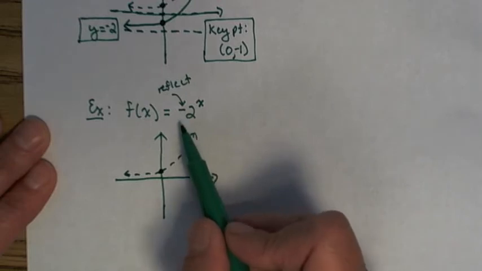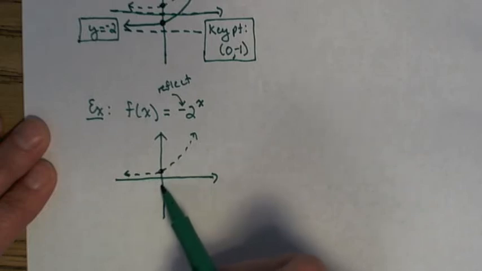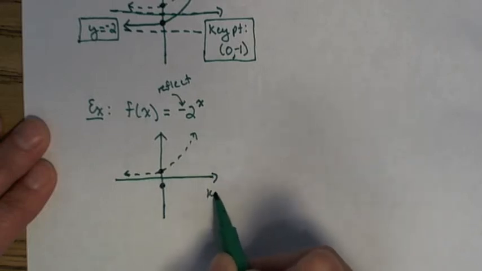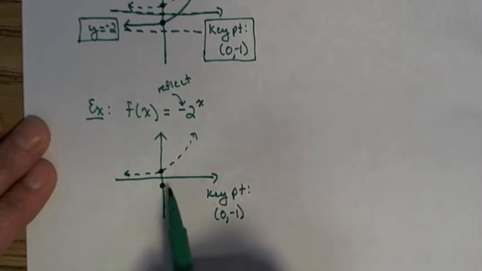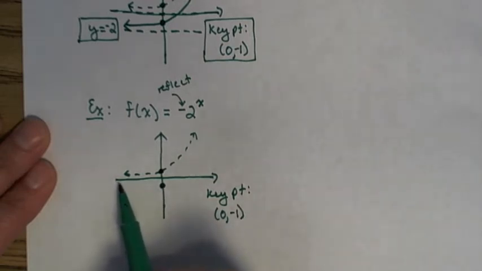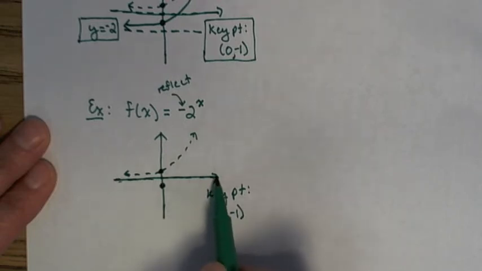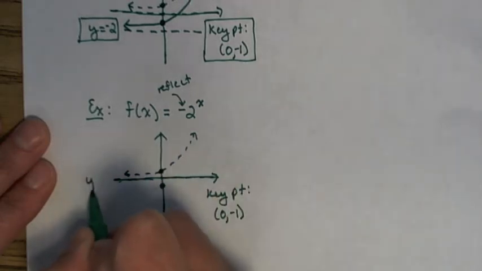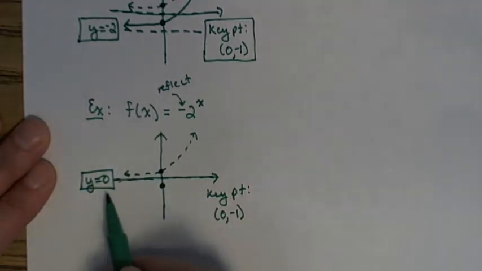And it's a reflection across the x-axis. So that means the key point is going to come across the x-axis, and it's going to end up here at 0, negative 1 once again. So again, there's my key point. Now let's turn our attention to the asymptote. Now the asymptote was the x-axis, or y equals 0. So if it's a reflection across the x-axis, you can't really reflect the asymptote, so therefore the asymptote is going to stay right here at y equals 0.